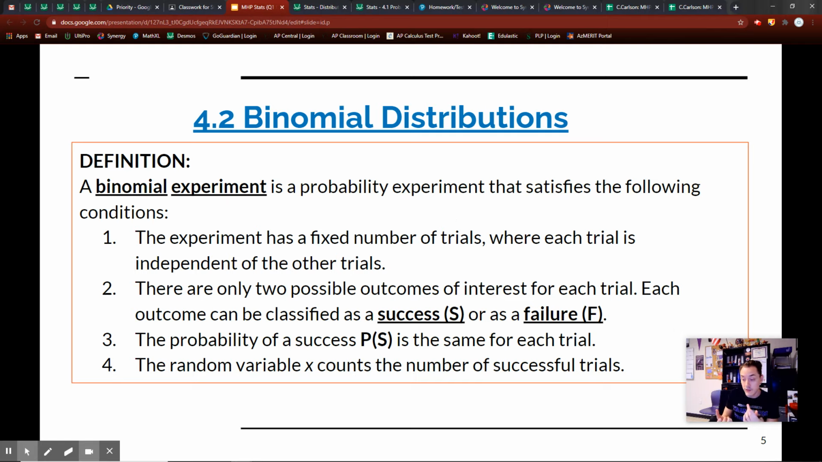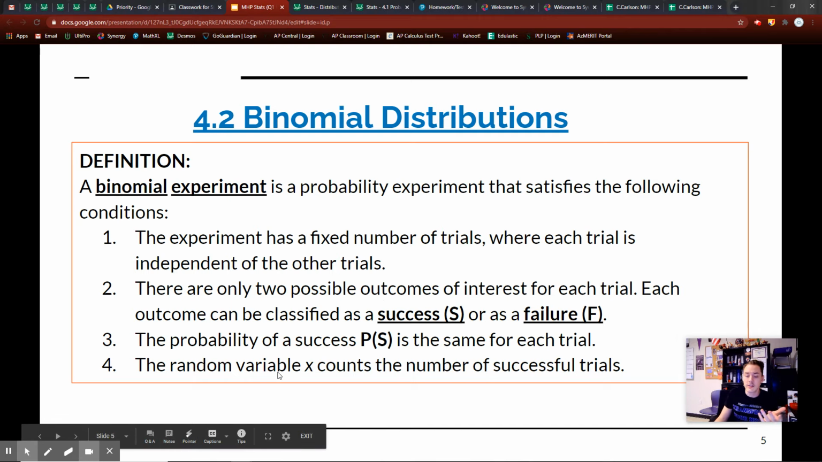2 free throws that you get if you get fouled in basketball. Those 2 are the fixed number of trials, and there are still 2 possible outcomes, success or failure. You can either make the basket or not. The probability of success is the same for each trial. In that case, it would be like 0.5, or if you're really good, like LeBron James or Michael Jordan, it's probably higher. And then the random variable X counts the number of successful trials.